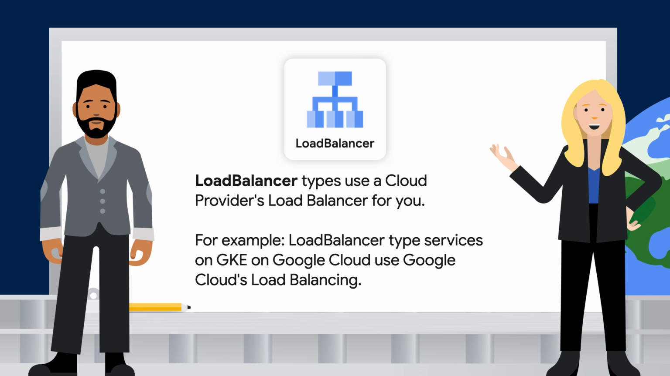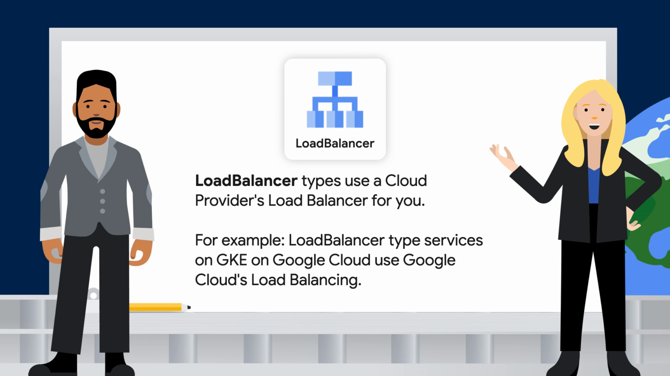At some level, pods are running on nodes, so the only way to access them is by actually talking to the machine they're on. The difference is that the load balancer types are pre-configured to use a cloud provider's load balancer for you. So if you're using GKE on Google Cloud, you'll be using Google Cloud's load balancer to distribute requests from your service to your pod instances.